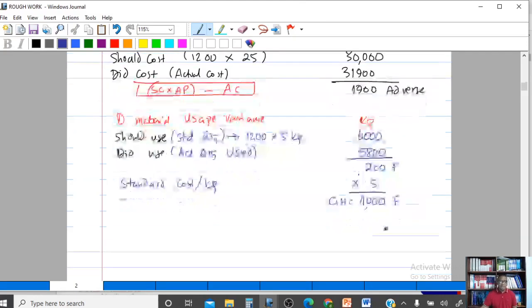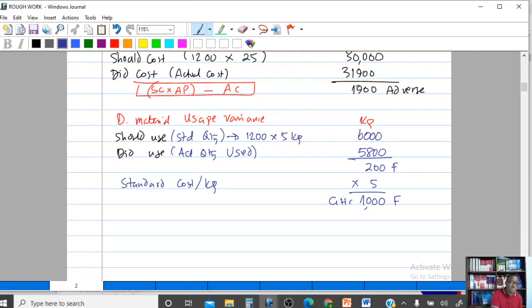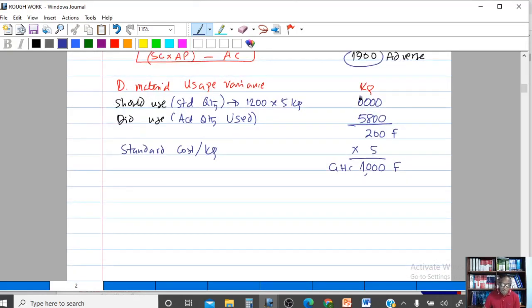So that is the direct material usage variance. Now, it still doesn't explain this 1,900 adverse. So could it be that we paid a price higher than this? If you can follow what I'm doing now, then we should be in a position to do this. So what did I do? I took standard quantity, actual quantity, standard price per material. So this variance is standard quantity minus actual quantity, times standard price. And this could be the formula for the direct material usage variance.